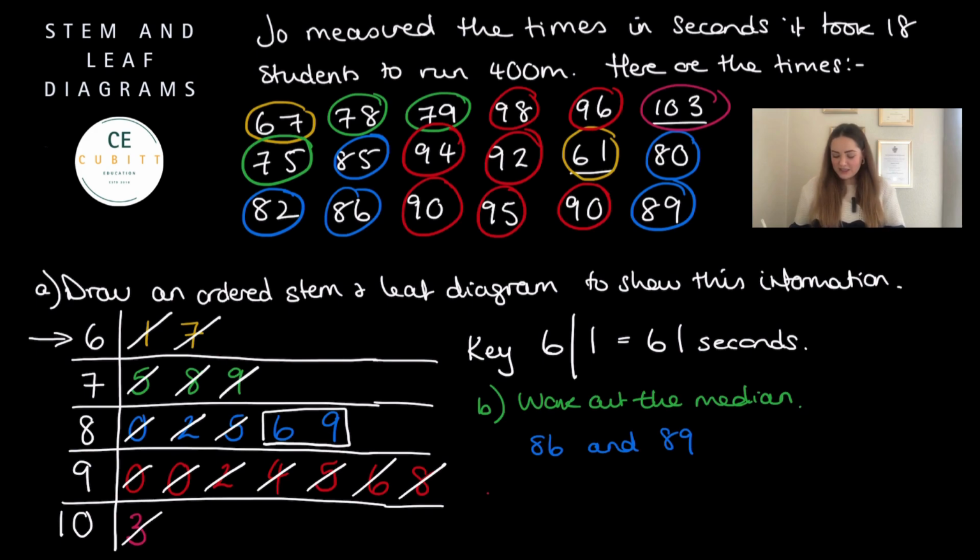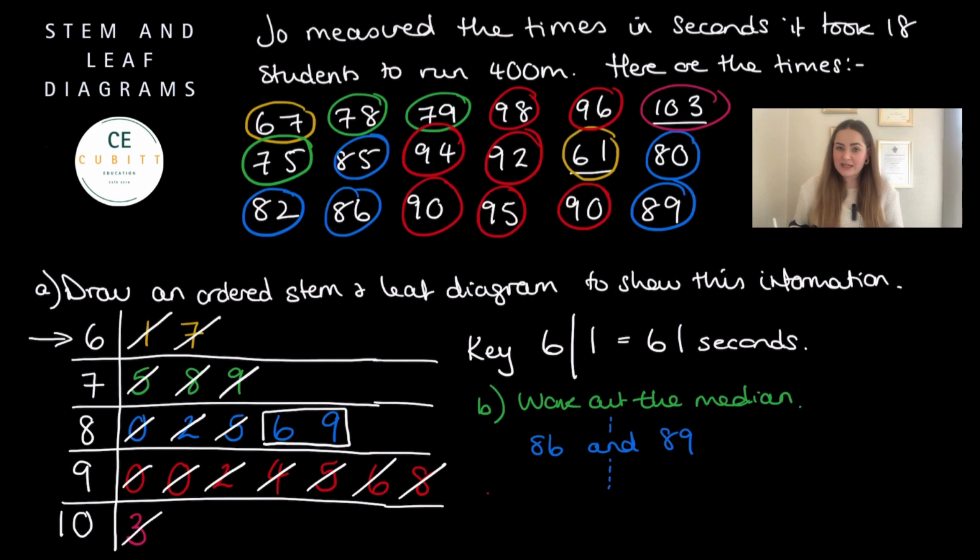Now, in this case, we can't find a middle value because we've got two of them. Well, we can find the middle value, but we've not been left with just the middle value. We've now got to figure it out. So the middle value is whatever is directly in the middle of 86 and 89.